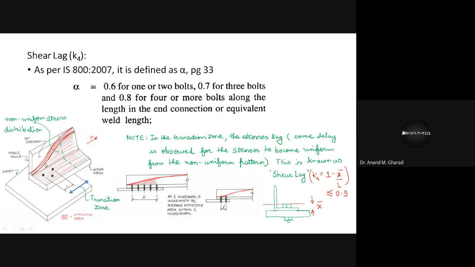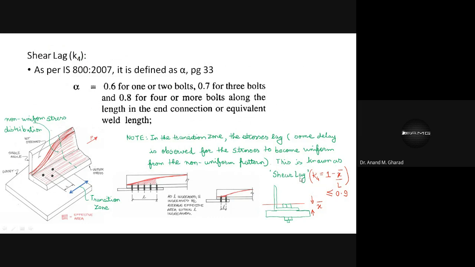So from here to here it is non-uniform and there is some delay. And after that delay, you will see all the stresses are uniformly distributed. Okay, so this concept is known as shear lag. There is a lag in the stresses.